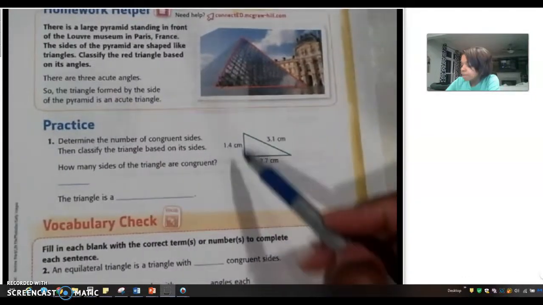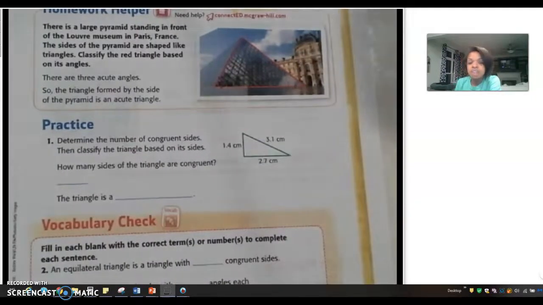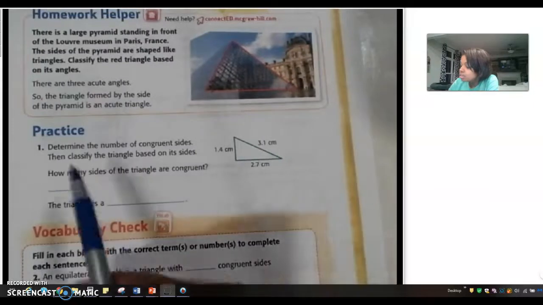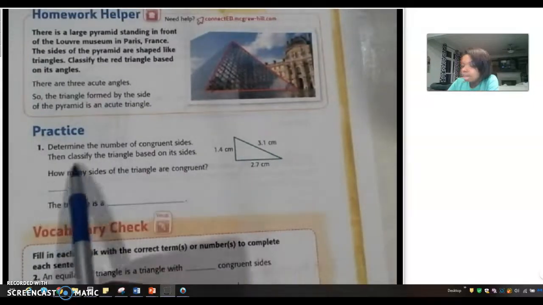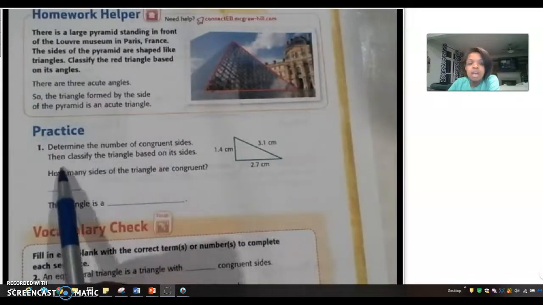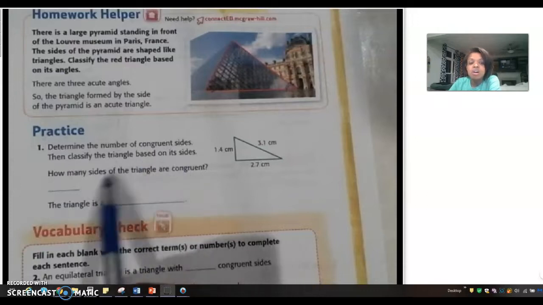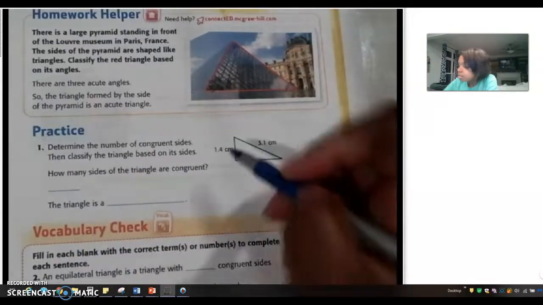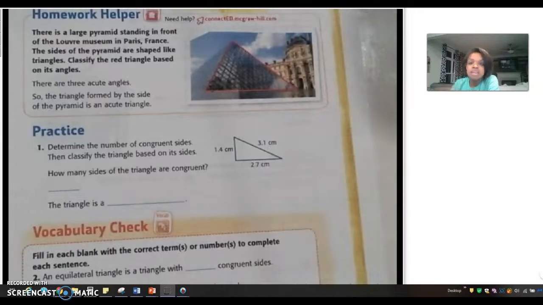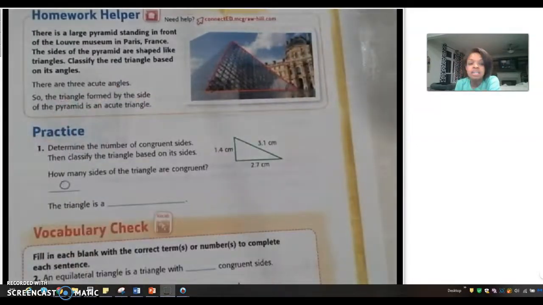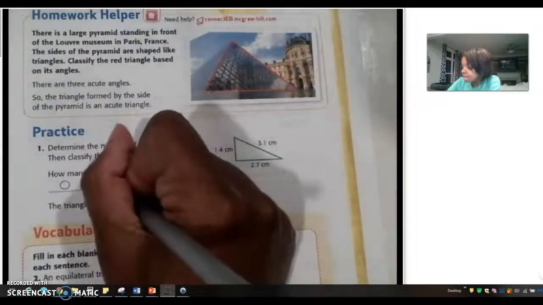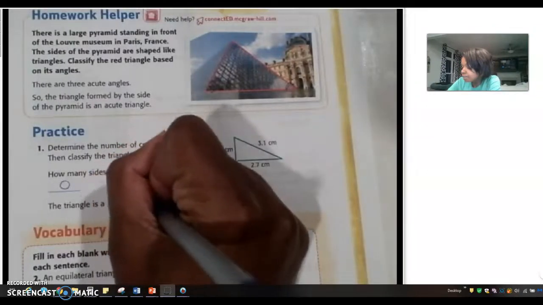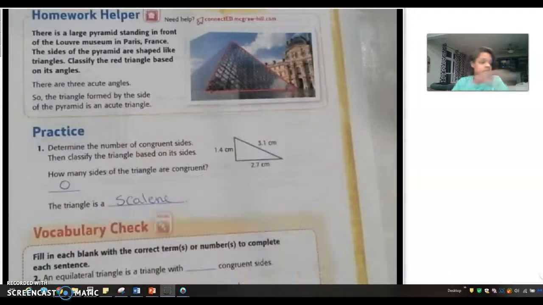Let's look at this one. We have a measurement, so since we have measurements, we know that we're not going to classify it by angles, we're going to classify it by its sides. So determine the number of congruent sides, congruent means the same, then classify the triangle based on its sides, okay? So I see none of the same measures, so because of that, it has 0 congruent sides, and that would make this a scalene. All right?